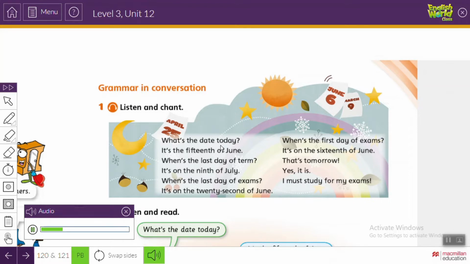What's the date today? It's the 15th of June. When's the last day of term? It's on the 9th of July. When's the last day of exams? It's on the 22nd of June. When's the first day of exams? It's on the 16th of June. That's tomorrow. Yes, it is. I must study for my exams.